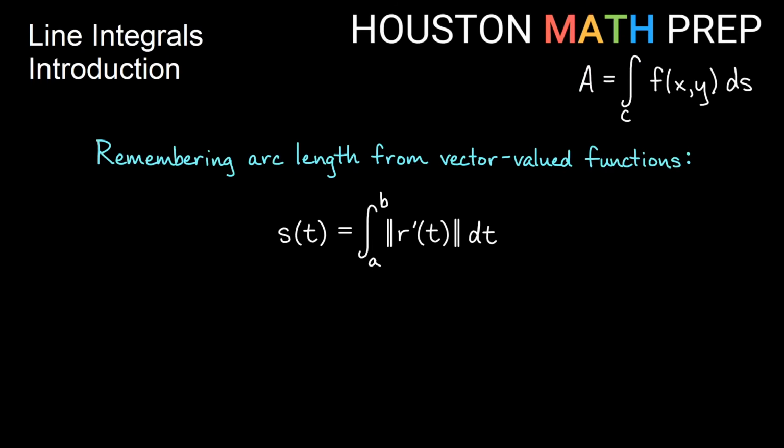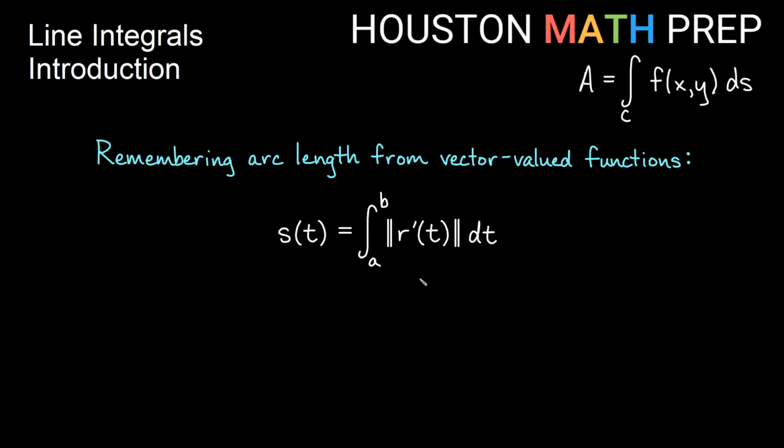So if you remember arc length, if you did this application of vector-valued functions, the arc length of some curve through space, which we probably called s, was equal to the integral from a to b of the magnitude of r prime of t dt. So we had our vector-valued function in two or three-dimensional space. We took the derivative of that, we took the magnitude of that, and then we integrated that dt from the value a to b and got our arc length.